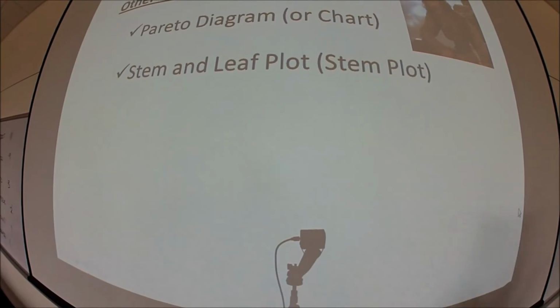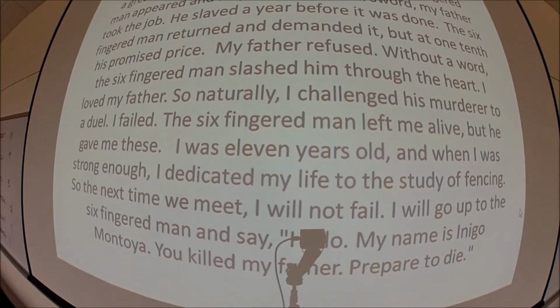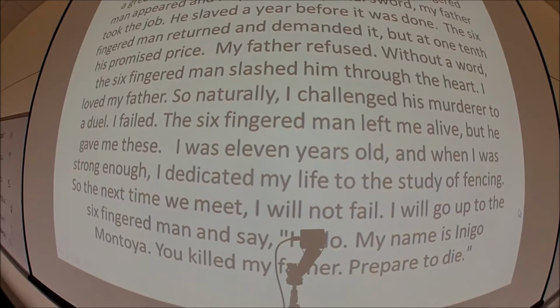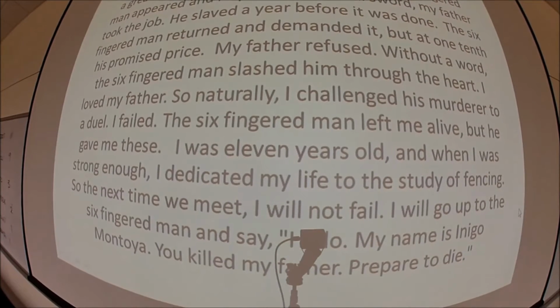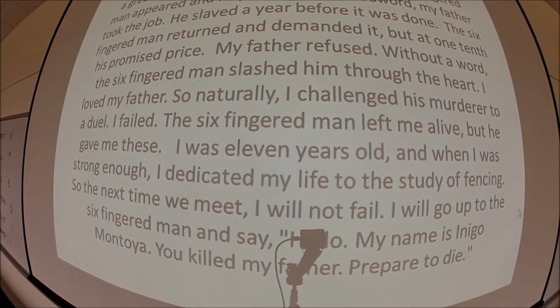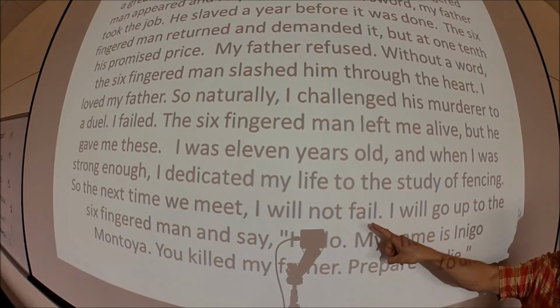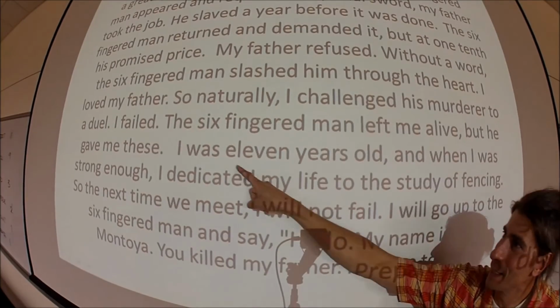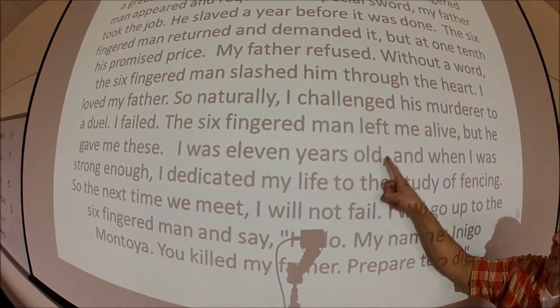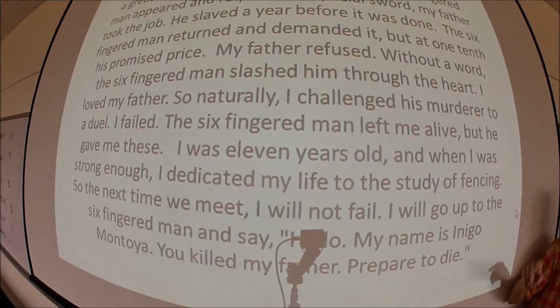Let's go back to Inigo's soliloquy. And the reason I think so many of you guessed higher is that it's your first example of bias in sampling. Your eyes are drawn to the large words. Challenged. Dedicated. Demanded. Returned. Promised. There's a lot of I's, a lot of my's.